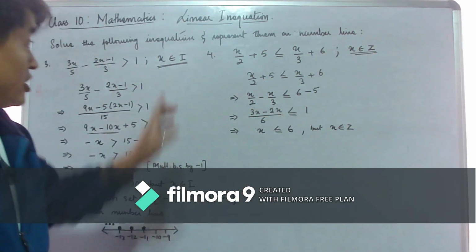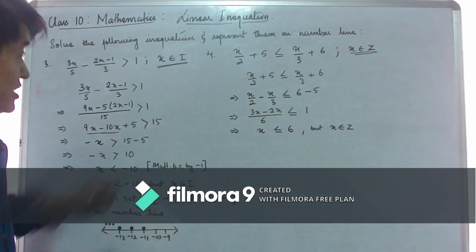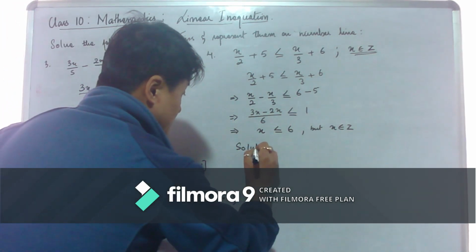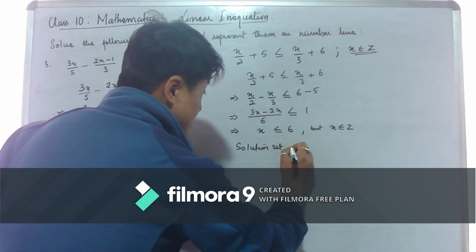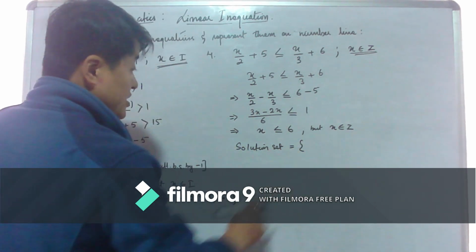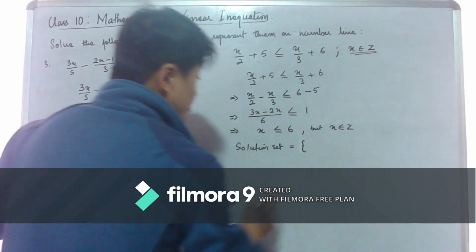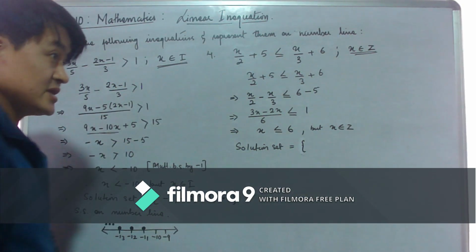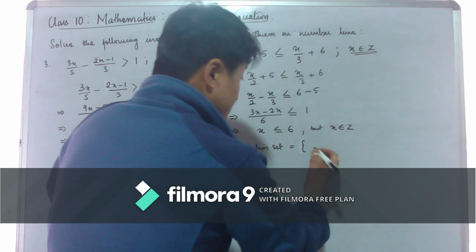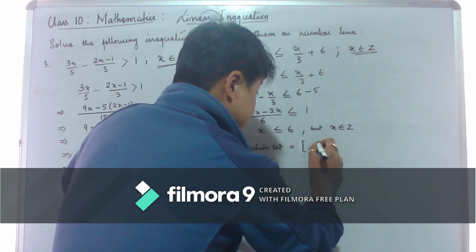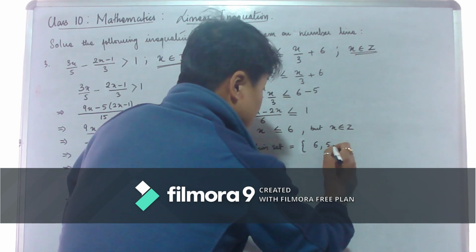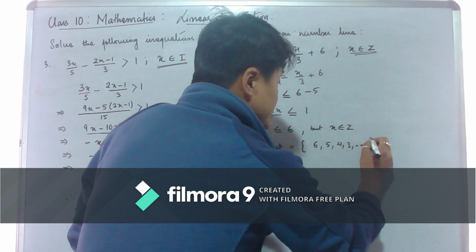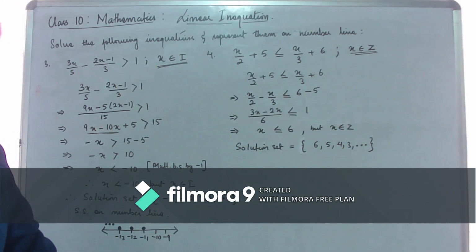No need to confuse, both Z and I are the integers. Okay, here the solution set is all the integers which are less than or equal to 6. The integers less than or equal to 6 are the numbers: we consider 6 also, then 5, 4, 3 and so on. All these numbers are the solution set of this inequation.